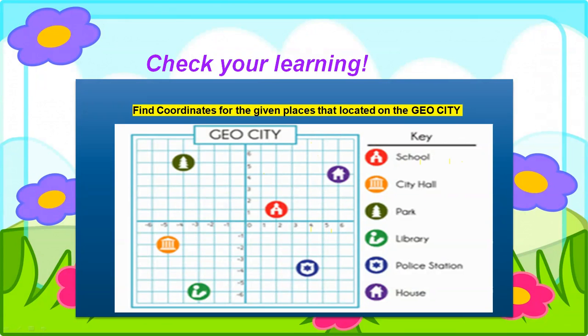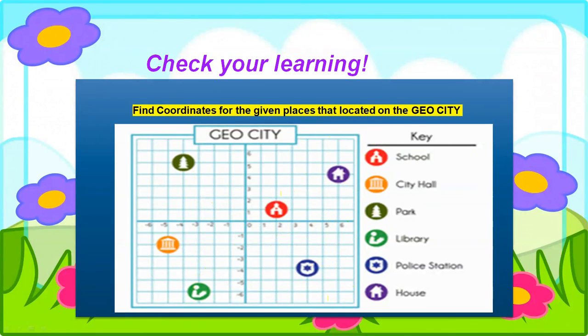The key is given to you and they are showing here. Okay, school. Where is the school? In quadrant number 1. Where is the house? In quadrant number 1. Police station in quadrant number 4. While library in quadrant number 3. Where is the park? In quadrant number 2. Where is the city hall? In quadrant number 3. Okay, and what about the position of these?